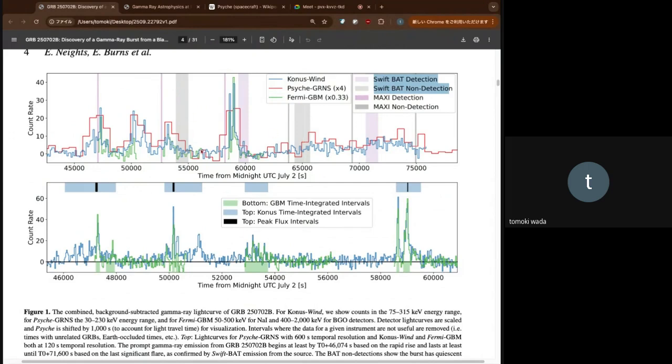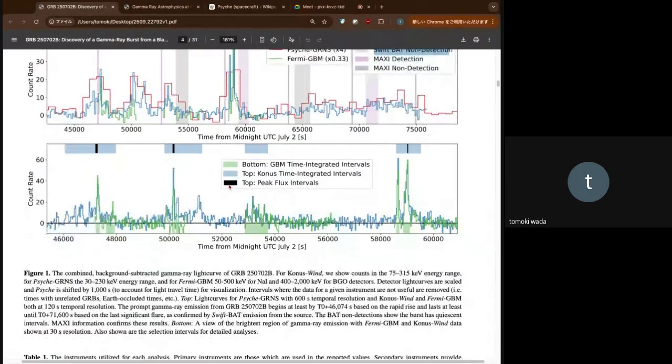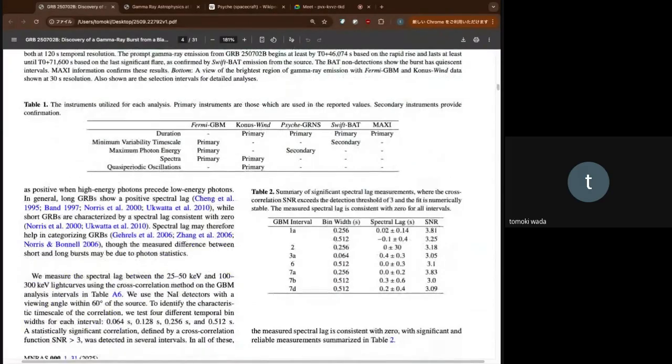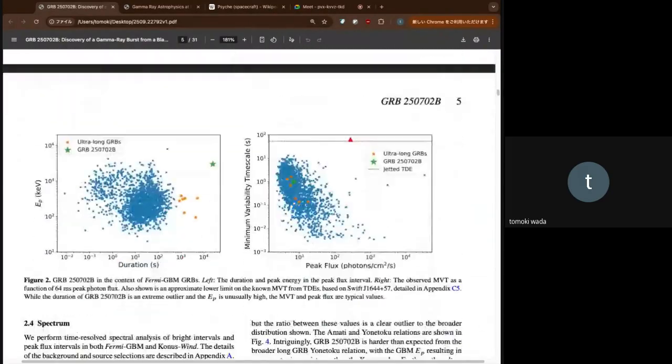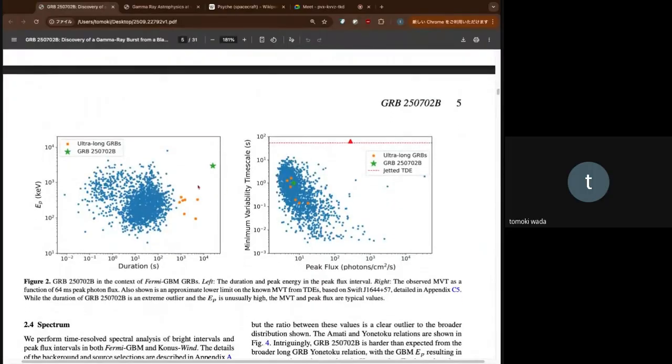But anyway, they find this kind of very long GRB with some kind of flares shown here, shown like this, maybe here. This is long time scale version. This is short time scale version. And they show some detailed analysis of this GRB.